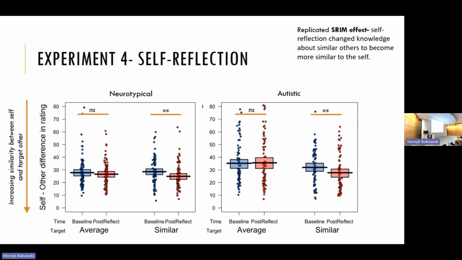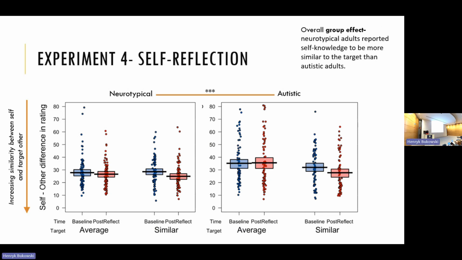Okay, so self-reflection. Again, we replicated this effect whereby thinking about the self changed the way that people thought about the other people. But importantly here, we replicated this similar people feeling more similar to the self after simulating the self. But here we found just no difference between the pre and post scores for the average other person. So that is, thinking about the self enhances that similarity you feel already for a similar person, but doesn't seem to change the way that you think about an average other.